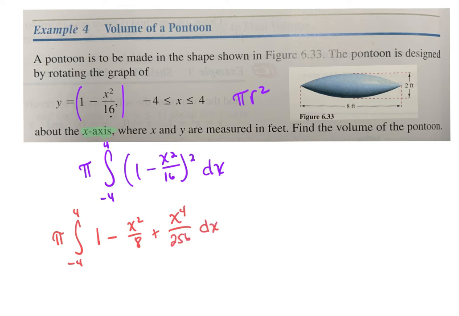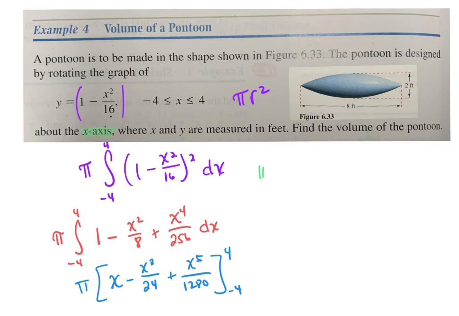And then take my antiderivative. Again, he's not pretty, but better than the alternative. So I get x minus x cubed over 24 plus x to the 5th over a ginormous 1280, right? And this is pi, and we're going from -4 to +4.